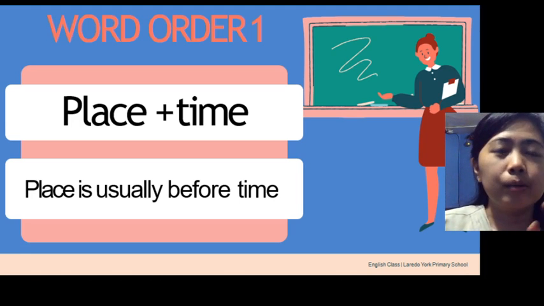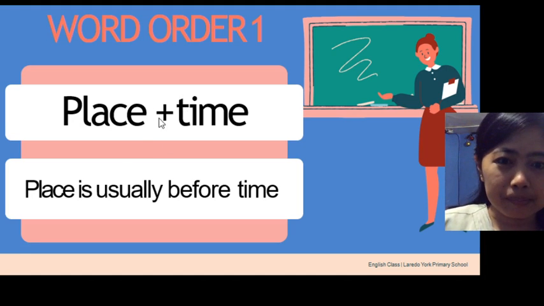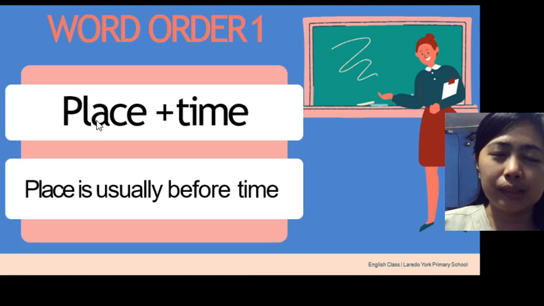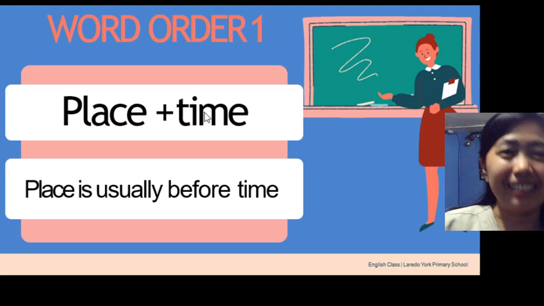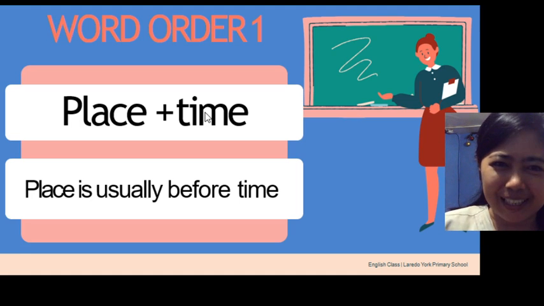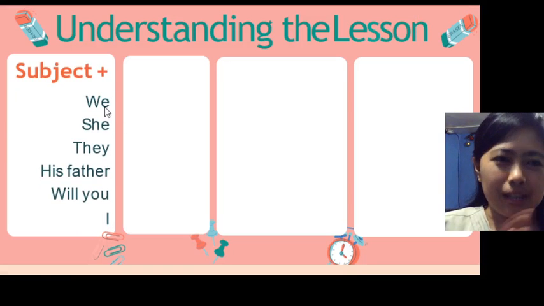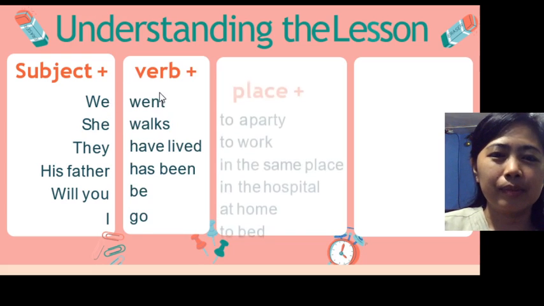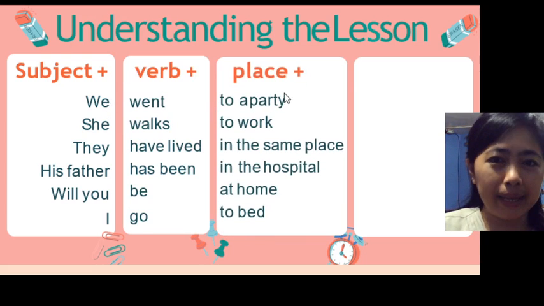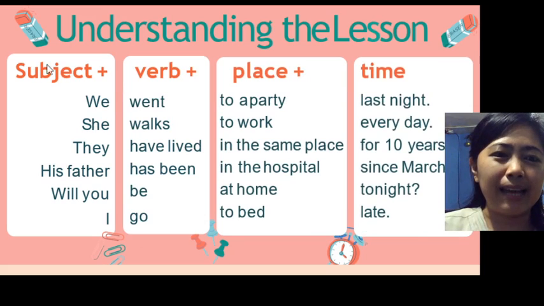So I went to SM last night, or I go to SM today, sorry. I went to SM last night or yesterday. Okay, just to be clear. Okay, so let's try to have example sentences. So here again, for the subject, a verb plus place and then plus time. Okay, so let's do that.